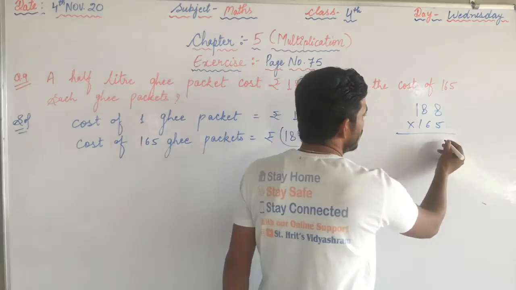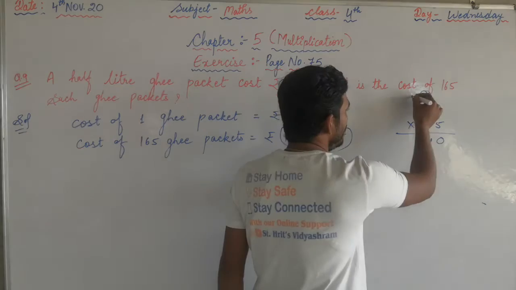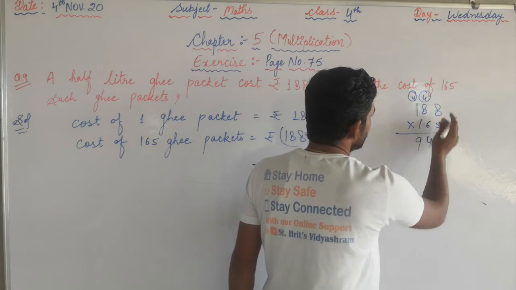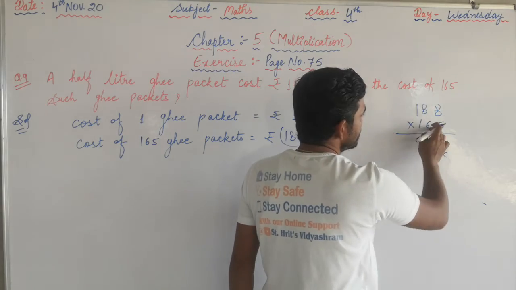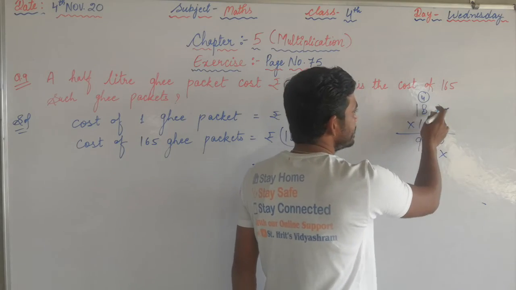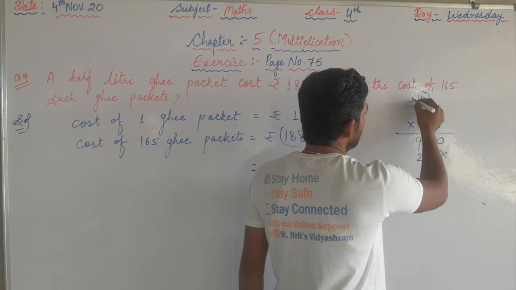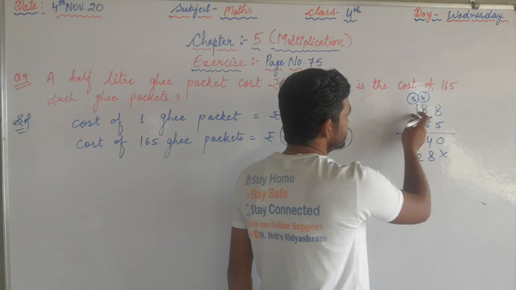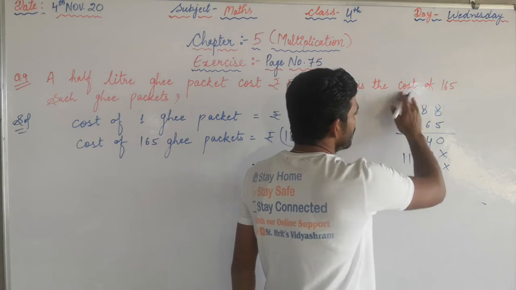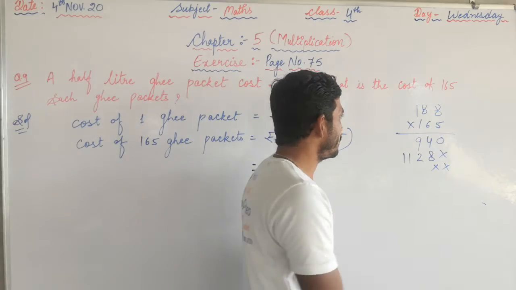8 5s are 40, 0 carry 4, 8 5s are 40 plus 4 is 44, carry 4, 5 1s are 5, 4 9, put the sign of multiplication here. 6 8s are 48, 8 carry 4, 6 8s are 48, 48 plus 4 is 52, carry 5. Okay, 6 1s are 6, 5 is 11, put the sign of multiplication. Now you know very well that if you multiply by 1, you get the same number.